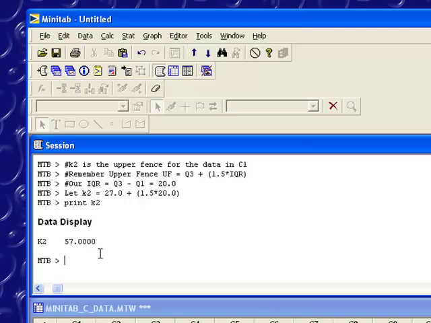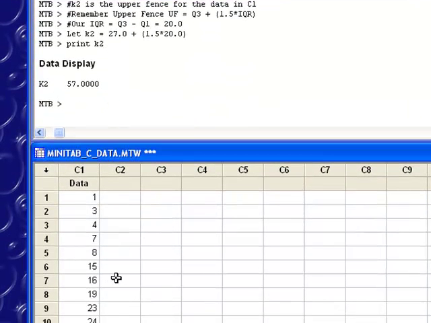So when I hit enter, I see that my upper fence is 57. So I go back down to my data. Is there any data greater than 57? No, my greatest data point is 54. So I have no outliers at all in my data set.